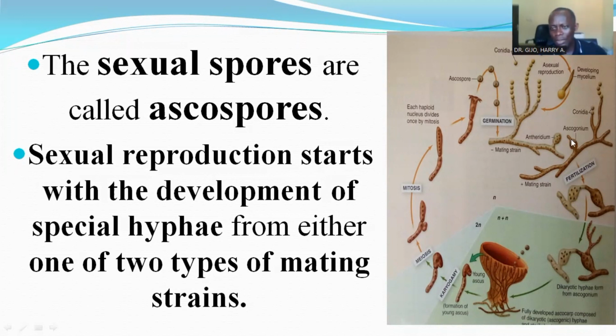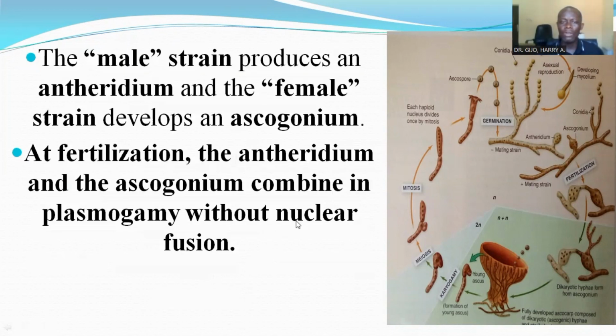Now here in this figure, you'll notice that the hyphae have both positive and negative strains. The positive strain contains the ascogonium, while the negative strain, which is the male strain, contains the antheridium. Now, the antheridium and the ascogonium fuse. So the male strain produces the antheridium and the female strain develops an ascogonium.